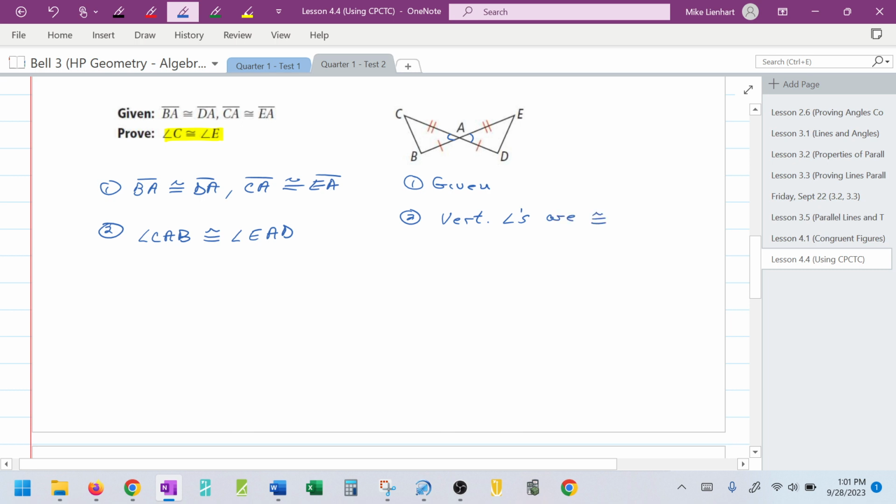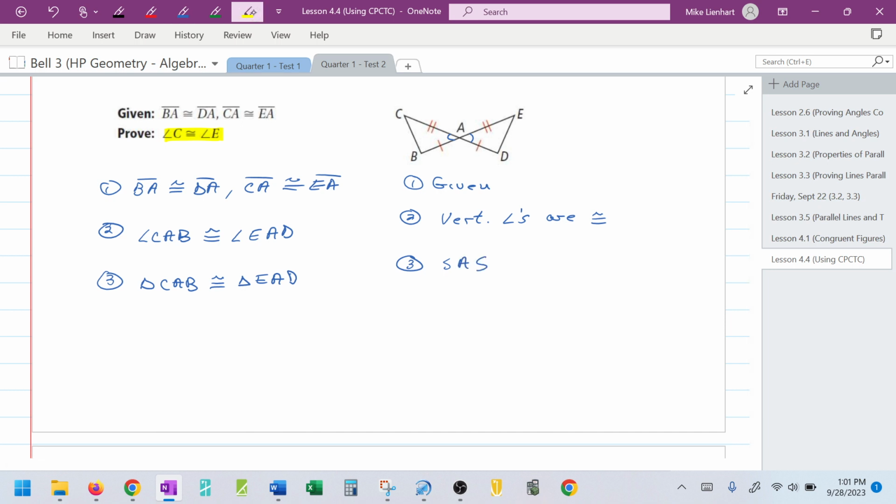And now that gives me enough to say this triangle on the left is congruent to the triangle on the right. So let me make that statement now. Triangle CAB is congruent to triangle EAD. And my reason for that would be side, angle, side.